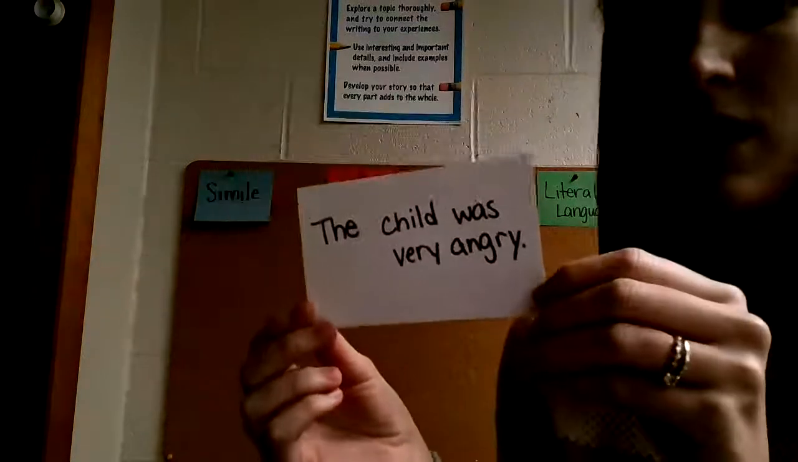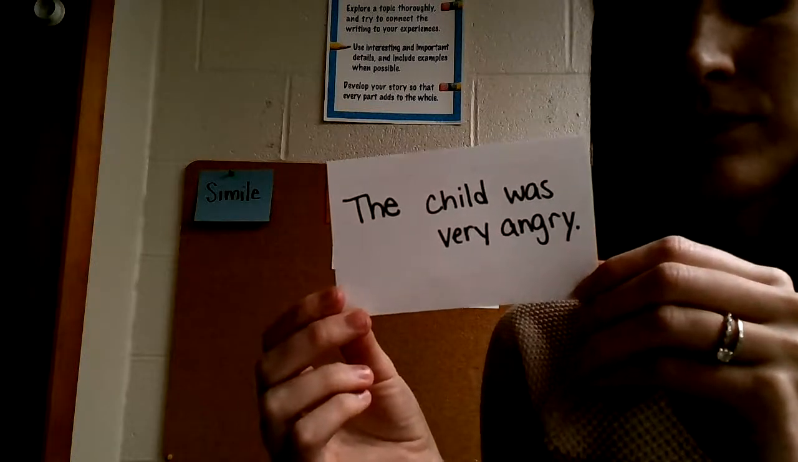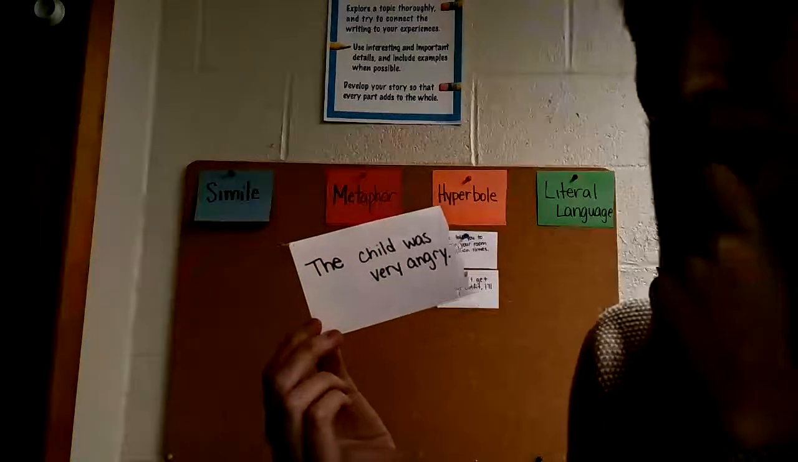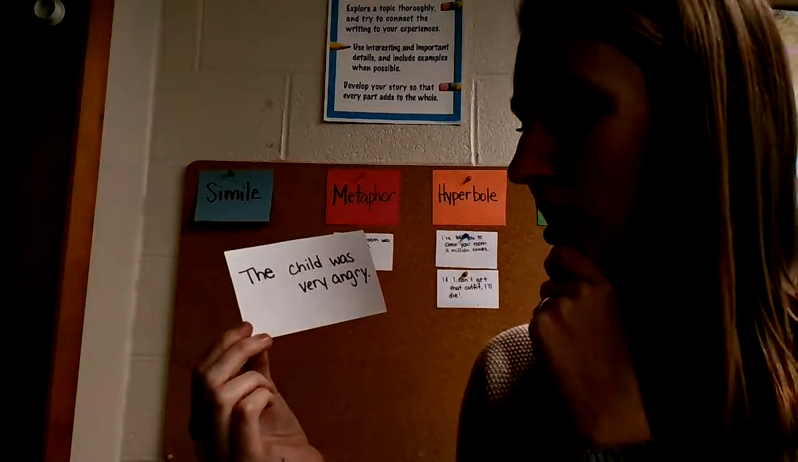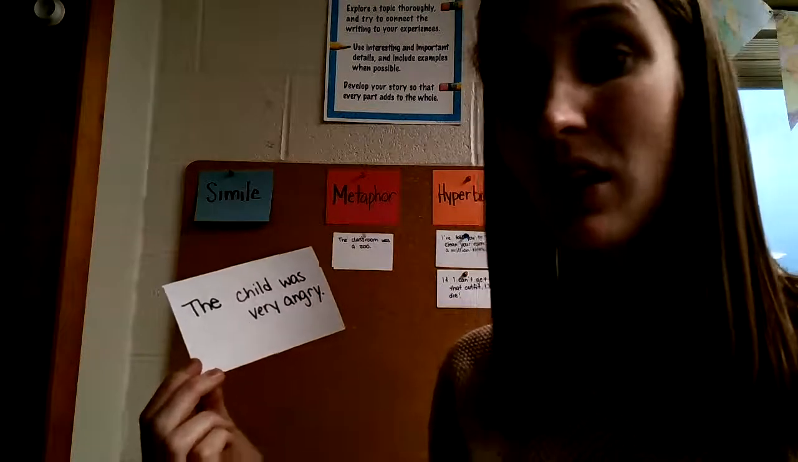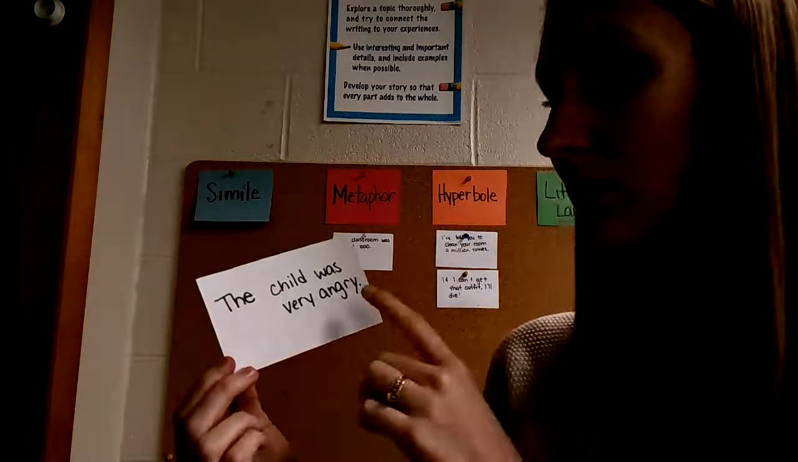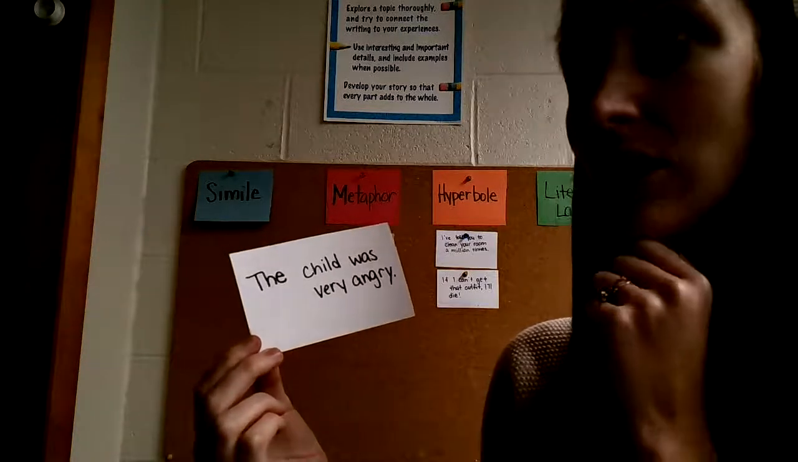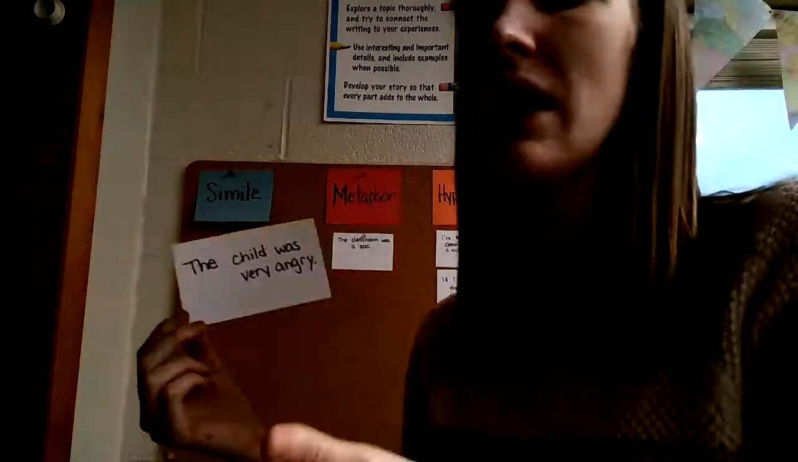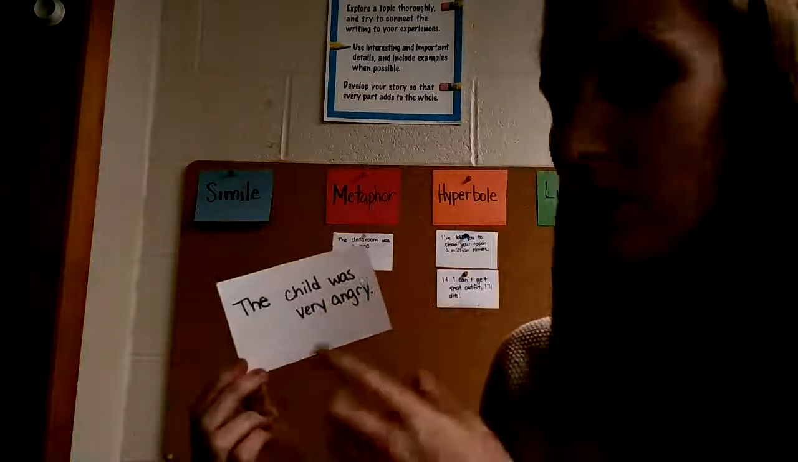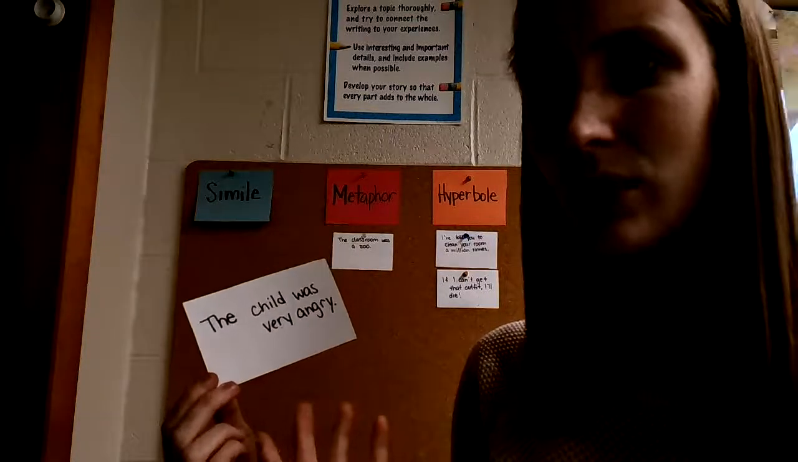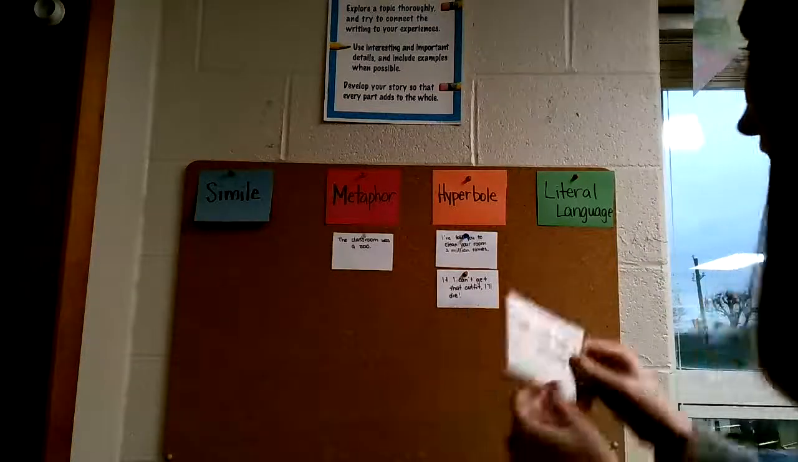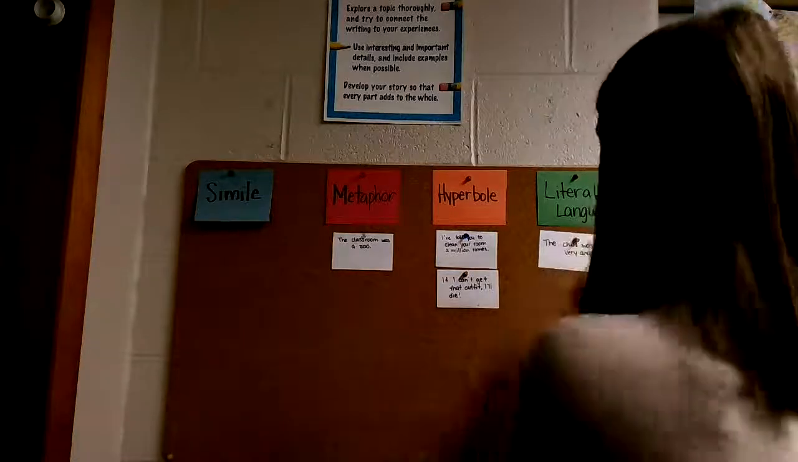Let's look at this one. The child was very angry. Here's my noun, the child. It's not saying the child is something else. It's just giving an adjective to go with the child, not a noun. If I said the child was as furious as a whatever, then that would be different. But this is just saying the child was very angry. That's an adjective. So this is an example of literal language. That's not figurative language at all.